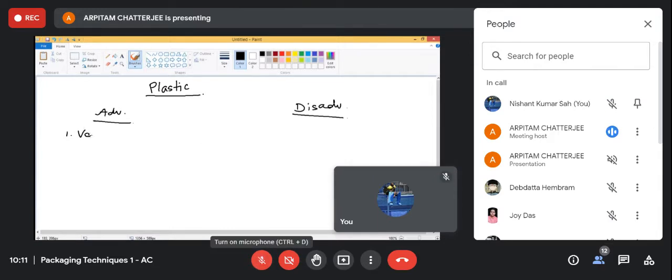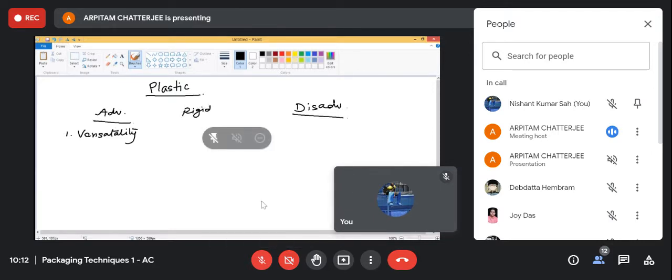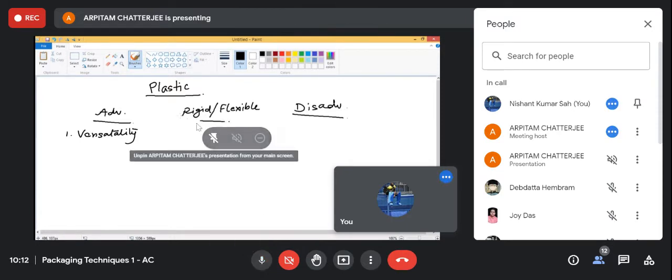Yeah, so it is called versatility. Okay, that means you can actually make different kinds of shapes according to your need. Basically, like rigid packaging, I will come to that. Do you have any idea what is meant by rigid packaging and what is meant by flexible packaging? Any idea or any guess if you have?